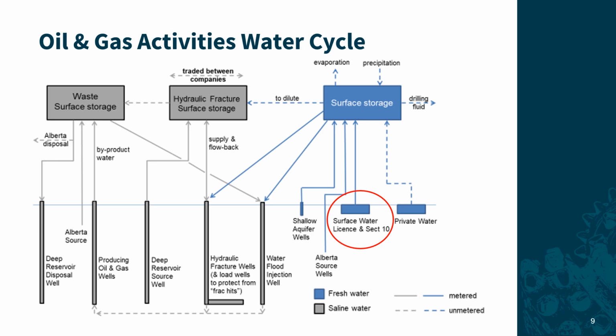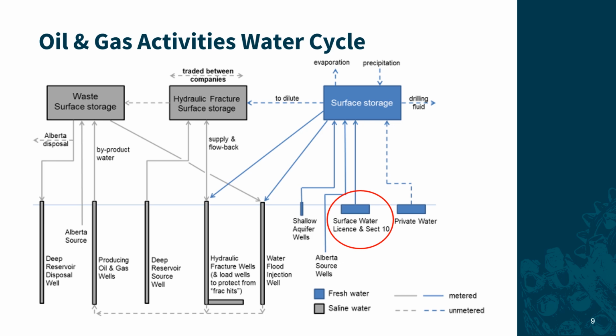Here's just a small infographic of the oil and gas activities water cycle, showing it's actually a very complicated cycle. And just a small amount, as you see circled there, is the surface water licenses and Section 10s, which I'll go over in depth in later slides.